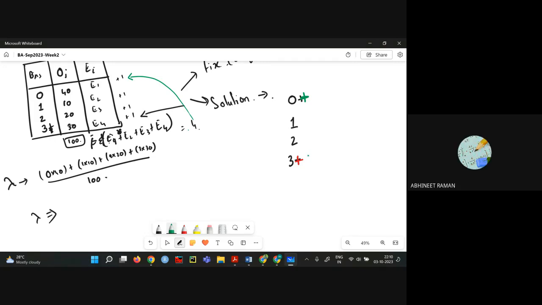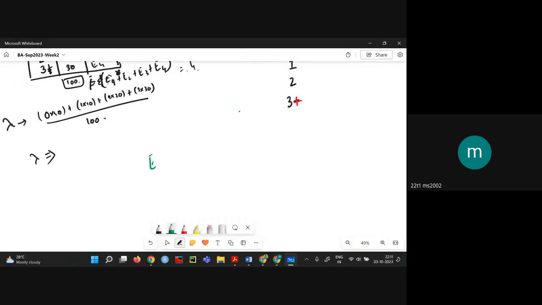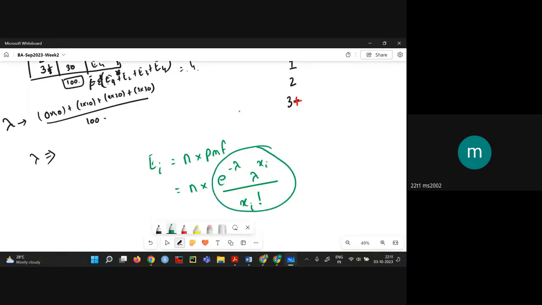Making sense? Sir, I don't get why the expected frequency will not match the observed one. Wonderful question, I'll answer that. That is in fact the logic of the plan. How are you computing the expected frequency? What is the formula for Ei? It will be n times PMF. And what is the formula for PMF? e to the power minus lambda, lambda to the power xi, divided by xi factorial. This is the formula. This number is going to be a decimal.